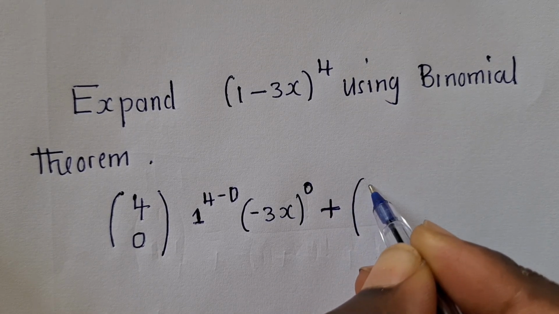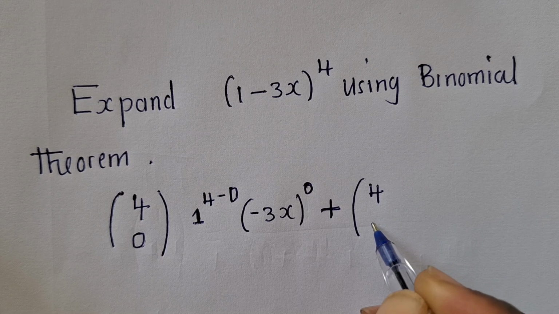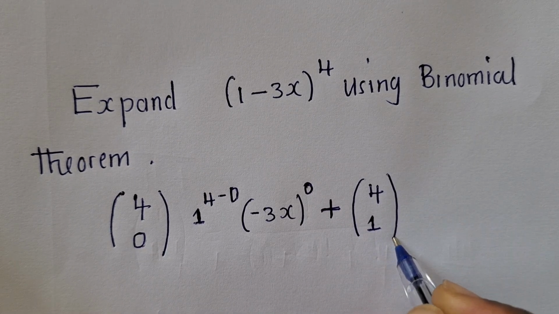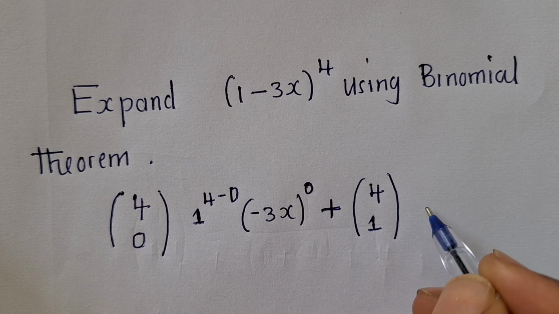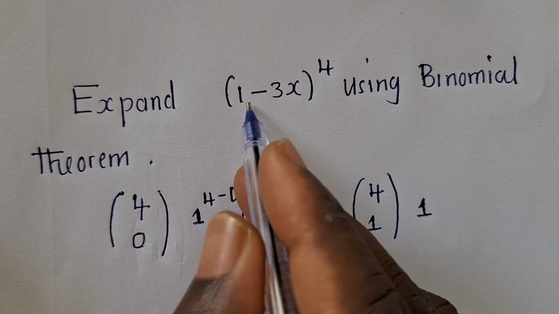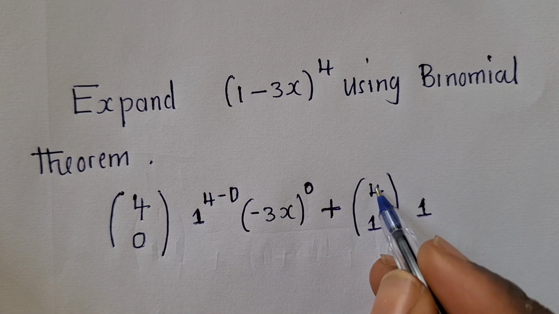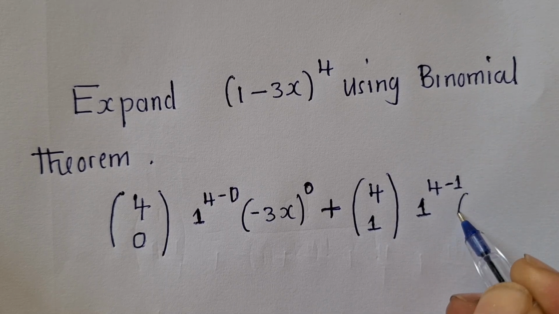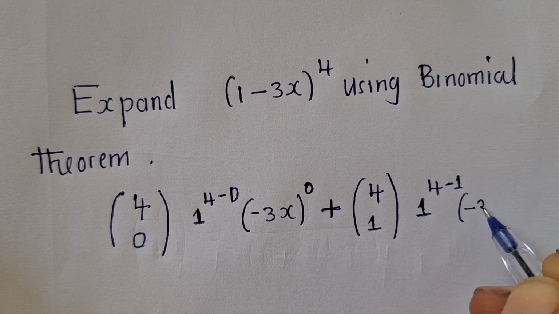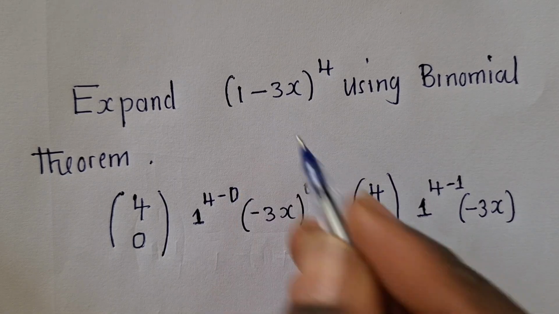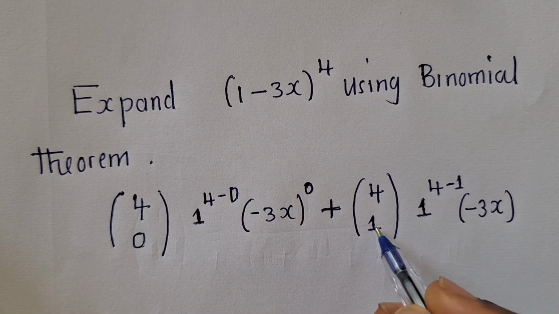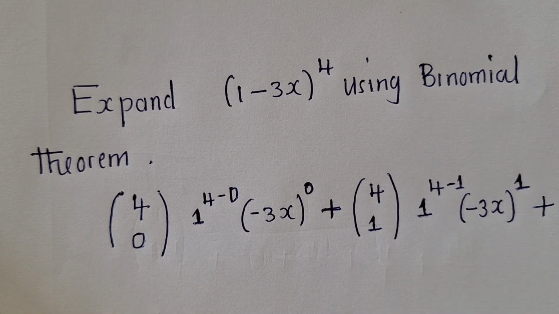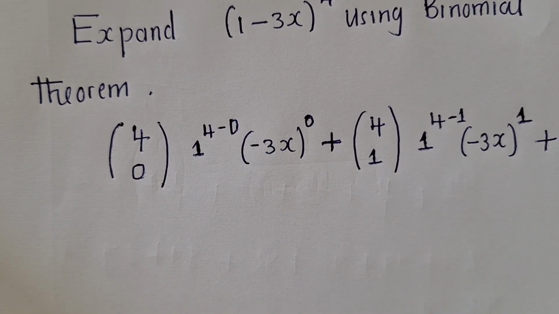This time around, our k will be a 1. We are from 0, we go to 1. Our a is a 1, this one is our a. And then you subtract, so that will be 4 minus 1, multiplied by the second term. For the second term, get this k and you just write it here. Plus. I hope you're following.